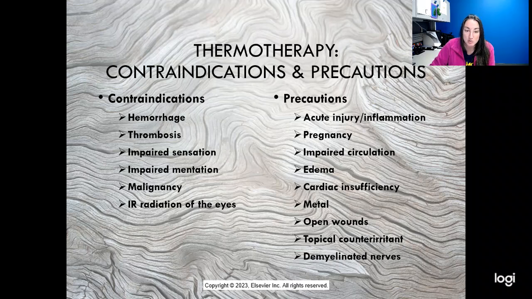Over metal, you don't want to. You could burn the area. Over open wounds, over topical counter irritants. So if they have some type of ointment or something on their skin that the heat could irritate or cause some type of reaction, you either don't use it over that, or you clean the skin really well, wash it with soap and water, and get that off before you put the heat on. And a demyelinated nerve. Now that's going to cause impaired sensation, and so that's why you wouldn't heat over a demyelinated nerve.